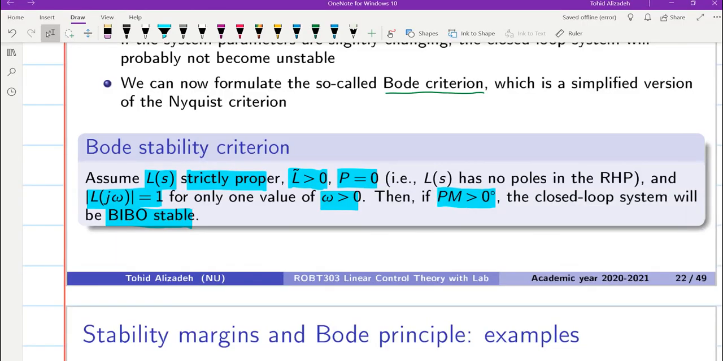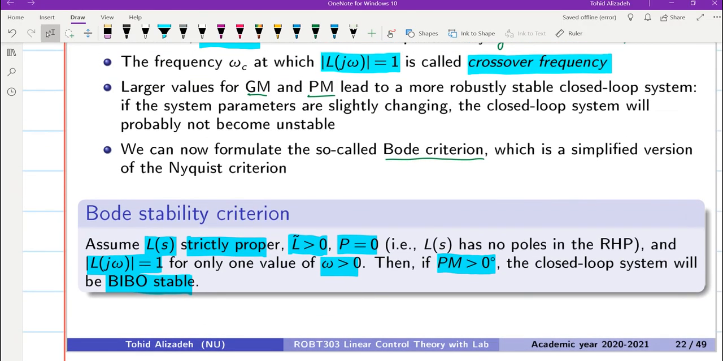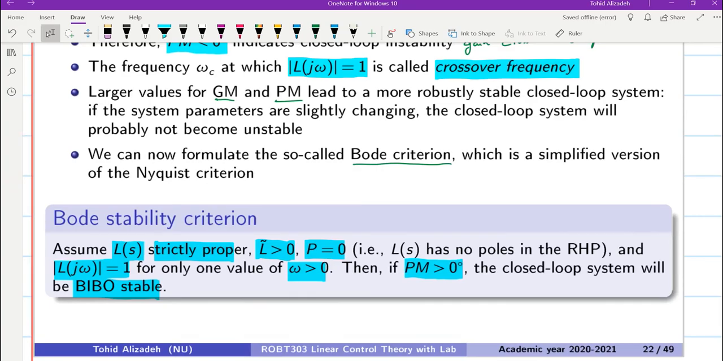In the next videos, we will go through two examples in which we will find the gain margin and phase margin and determine the stability of the system referring to these stability criteria.